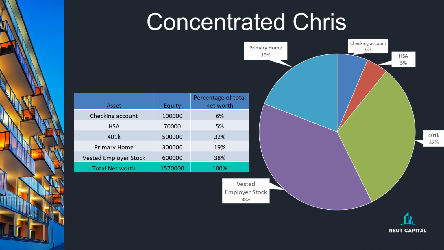Now, you will see the table here. I have listed a bunch of common accounts and the value and the percentage of his total net worth. So, for example, 38% of his total net worth is the vested employer stock, 19% is the primary home, and so on and so forth. It's important that we focus on the percentage and not the raw value, because the raw value could be misleading, versus a percentage can give you a fair distribution of where you are.